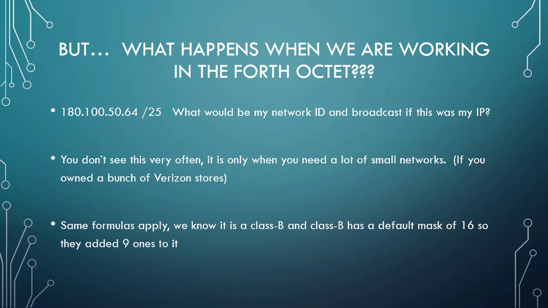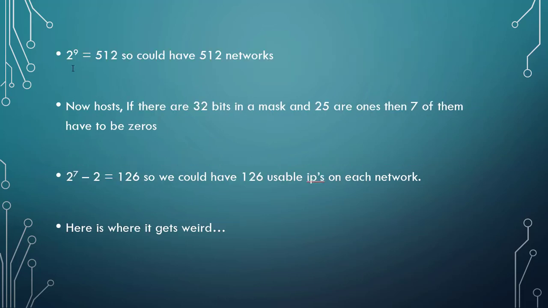We know it's a Class B, and a Class B has a default subnet mask of 16. So in this case, we're working the network formula first. Remember, we start with a default of 16, but they've turned it to 25 here. And so we know they've added 9 ones. So if we work through this, 2 to the 9 equals 512. So we can have 512 networks. Now hosts, if there's 32 bits in a subnet mask and 25 are 1s, then 7 of them have to be 0s. So 2 to the 7 minus 2 gives me 126. So we can have 126 usable IP addresses on each network.